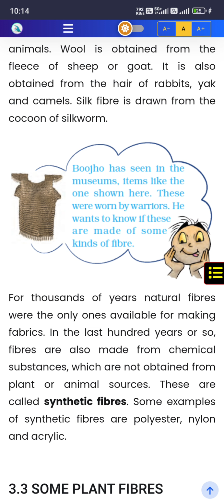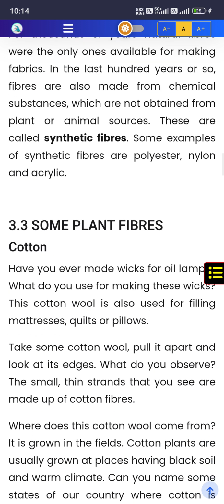So for thousands of years, only natural fabrics were available for making clothes. In the last 100 years, different synthetic fibers, let us say from plastic, which are not obtained from plants or animal sources, have been invented. Some of these are polyester, nylon, acrylic, right?